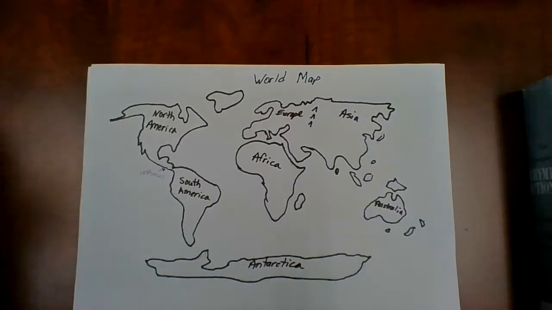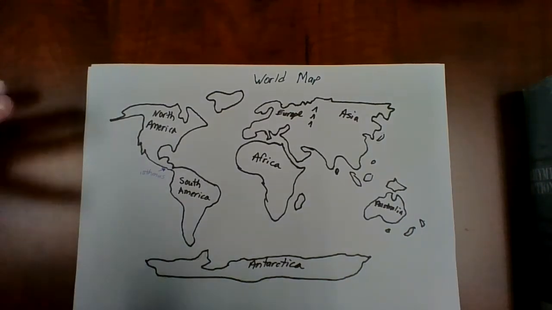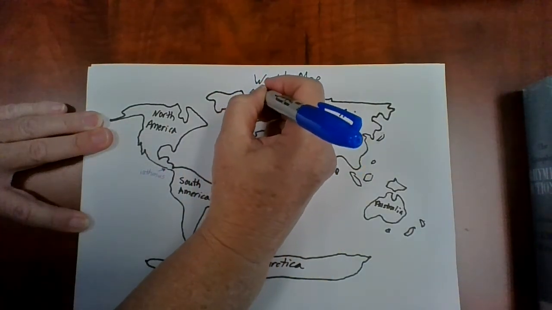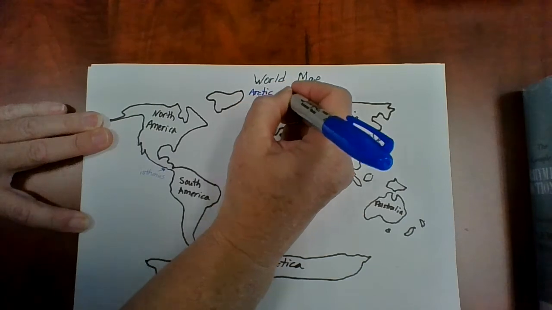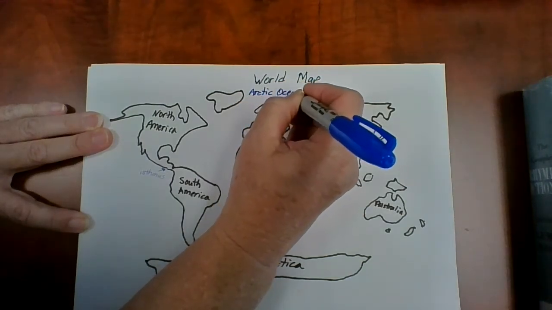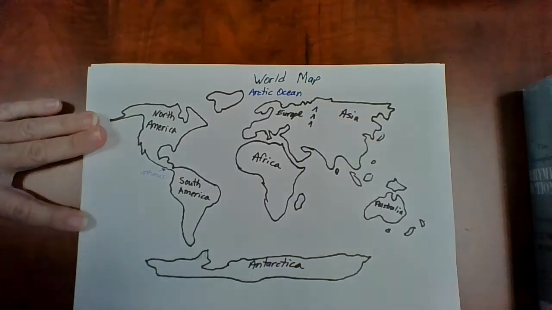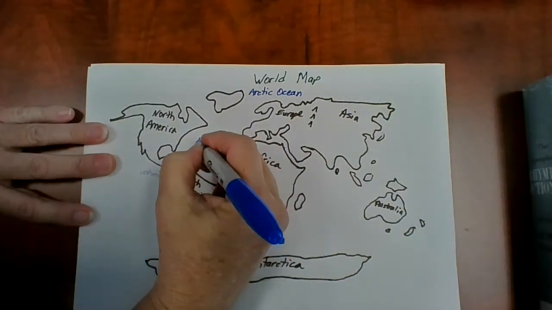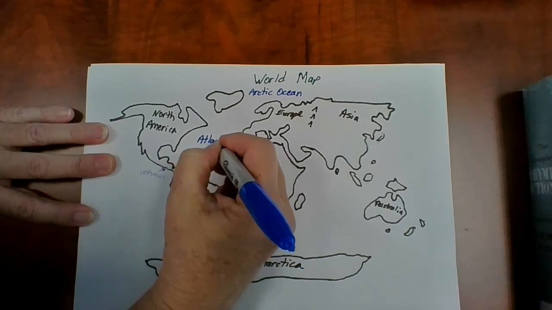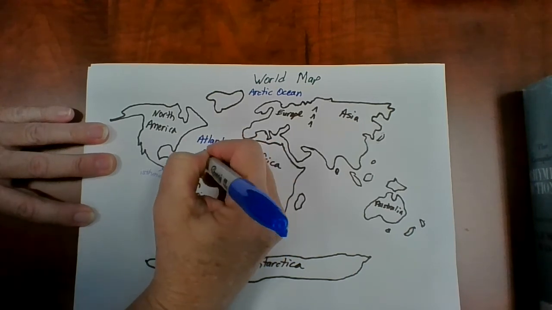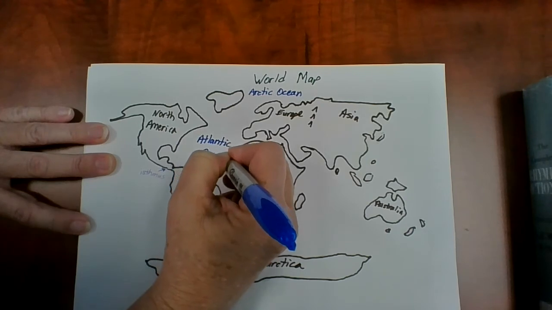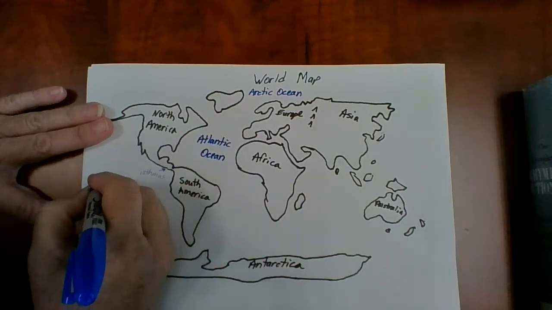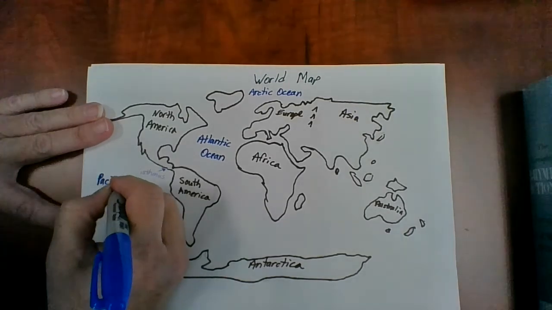And I want you to learn the oceans. To the north part of the map, we have the Arctic Ocean. Notice I'm capitalizing the A and the O because it is a name of a body of water. This is the Atlantic Ocean, and we get a lot of hurricanes through here. Over here is the Pacific Ocean. That's closest to California.